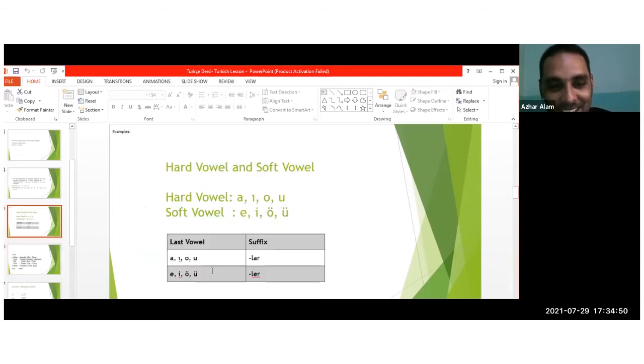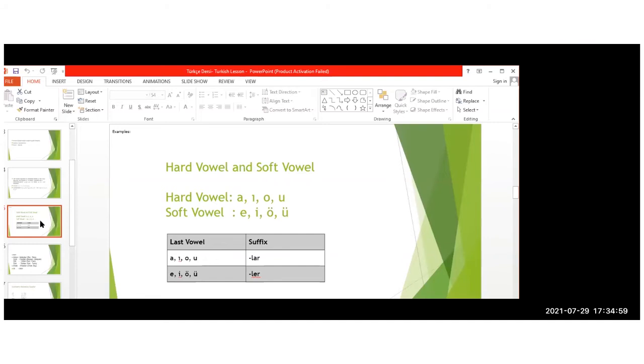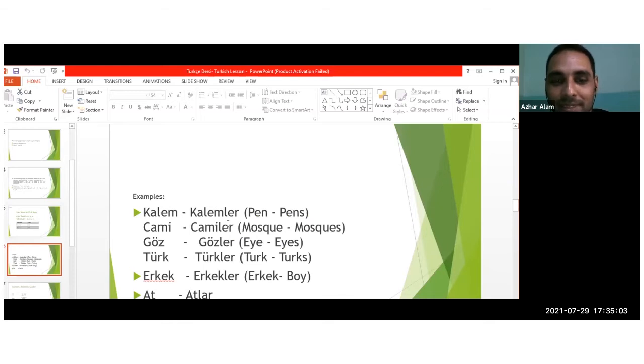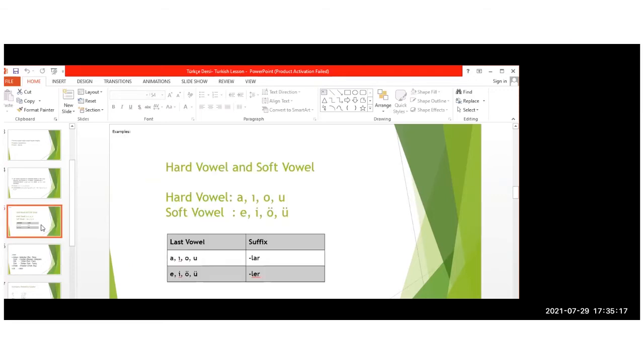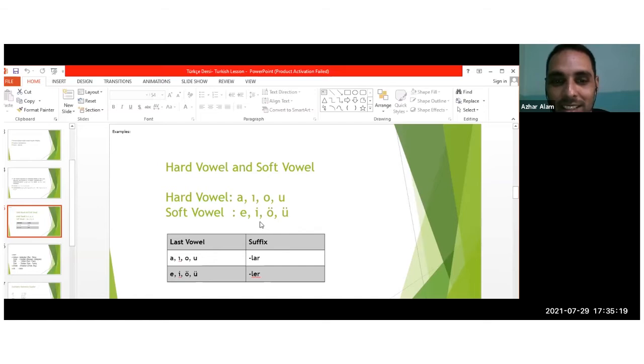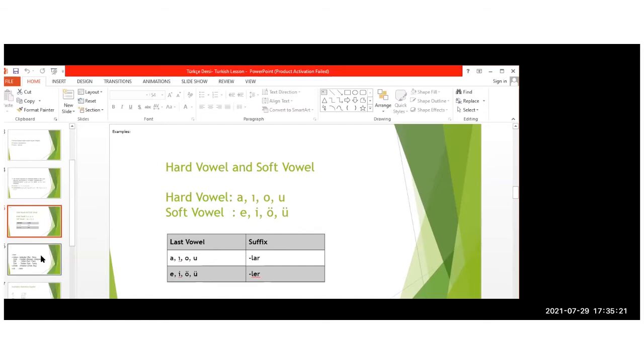That's great. You have spotted clearly. So we have a soft vowel here, so we are using the ler suffix. Correct. So, kalemler. Great. Jami. The last letter is dotted I, and dotted I is a soft vowel. Jamiler. L-E-R. Correct.